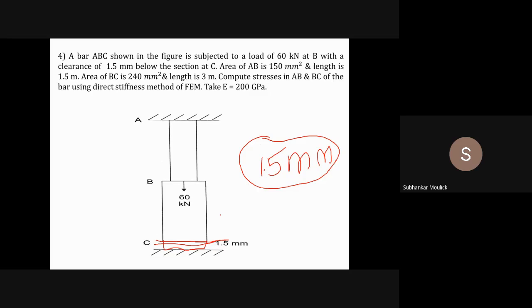If it is less than 1.5 mm, then the nodal point C will not touch the fixed end. But if the displacement of node point C is equal to 1.5 mm, then only it will touch. That means I can say that the maximum possible displacement of the vertical bar BC at node C is equal to 1.5 mm. Yes or no? Yes, sir.